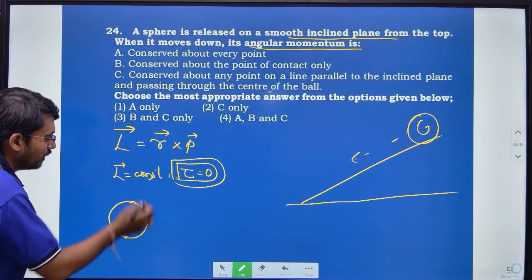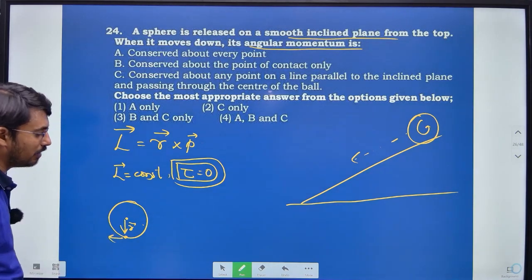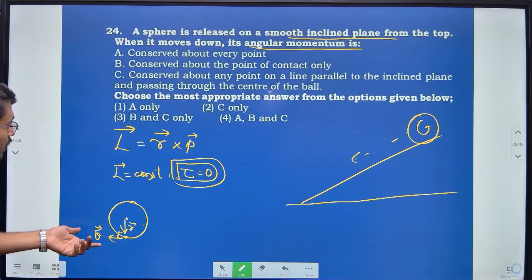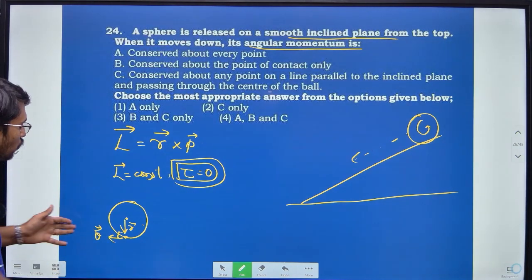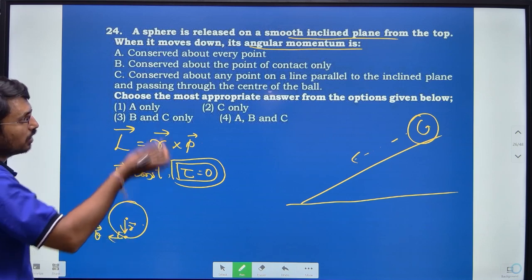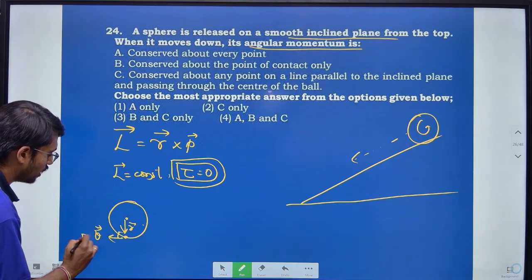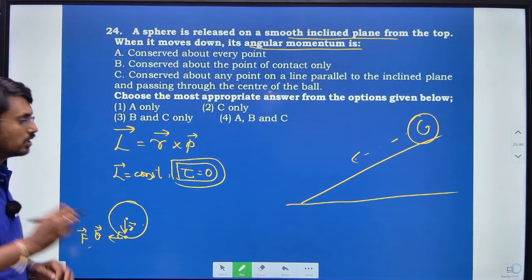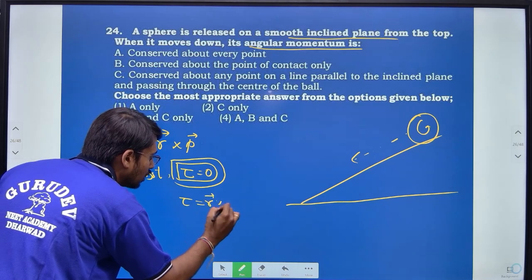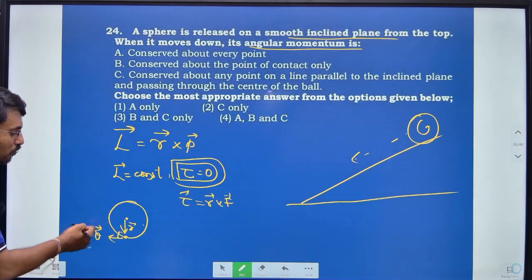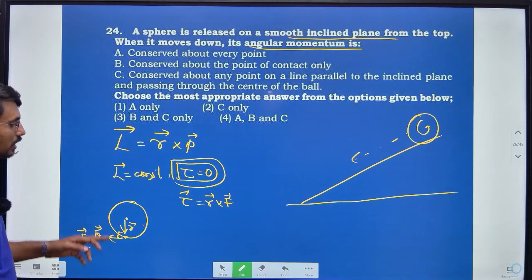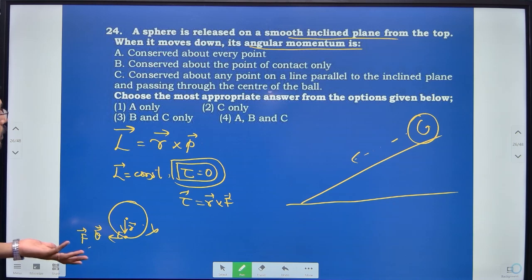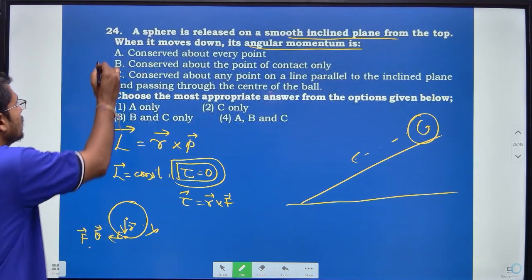In that particular case, if it is under rotation, it will have some velocity v, and the angle between them will be 90 degrees. Hence the force is also acting in this direction, because it is under rotation this way. R cross F is actually the torque. What is the torque equation? The torque equation is R cross F. In this direction we have the force, and this is the direction of R. So R cross F is not equal to 0, and therefore angular momentum cannot be constant. If that is the case, option A is wrong.